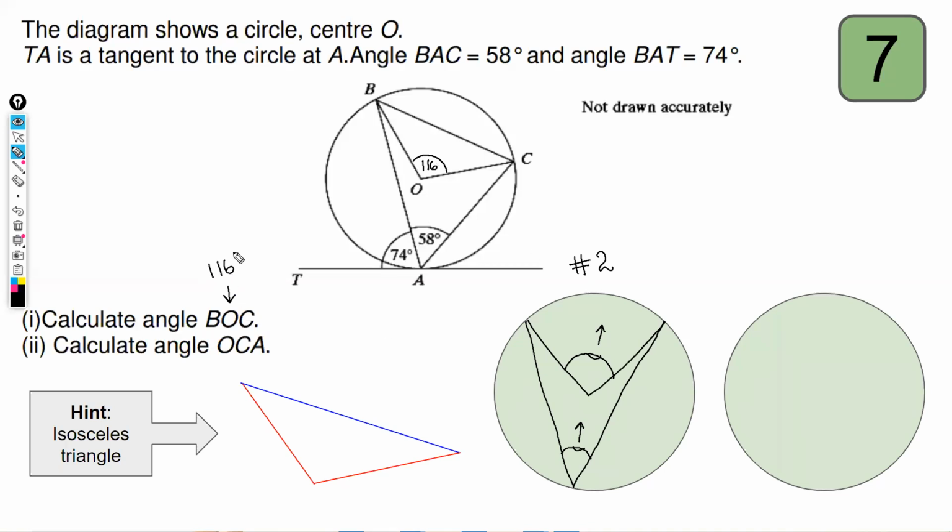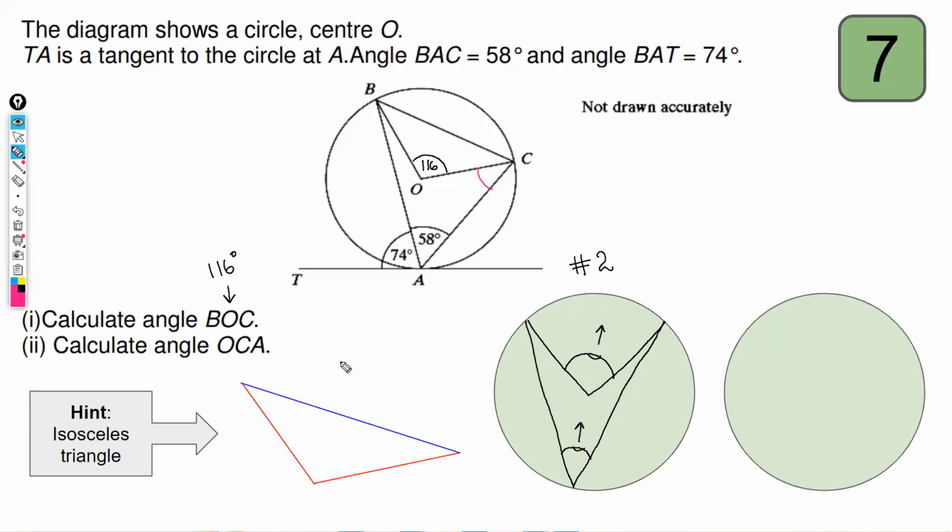He is 116. But the second part of the question, now some of you are kind of confused about what they're asking here. OCA. So let's trace it. O to C and then to A. It's always the middle letter. It's this angle here. O to C to A. So concentrate on finding this angle here.